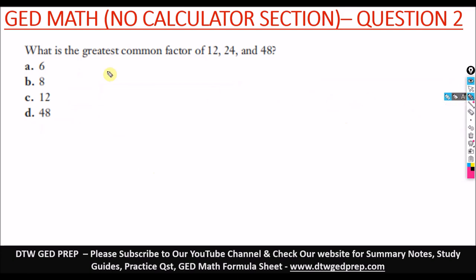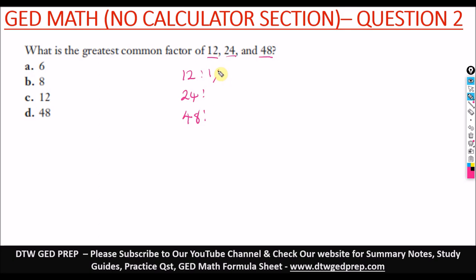So number 2 says, what is the greatest common factor of 12, 24, and 48? When you say greatest common factor, you don't need to be scared. It's simply you finding the factors of these numbers. So we have 12, 24, 48. The first factor of 12 is 1. A factor is a number that, when you divide 12 by that factor, you have no remainder.